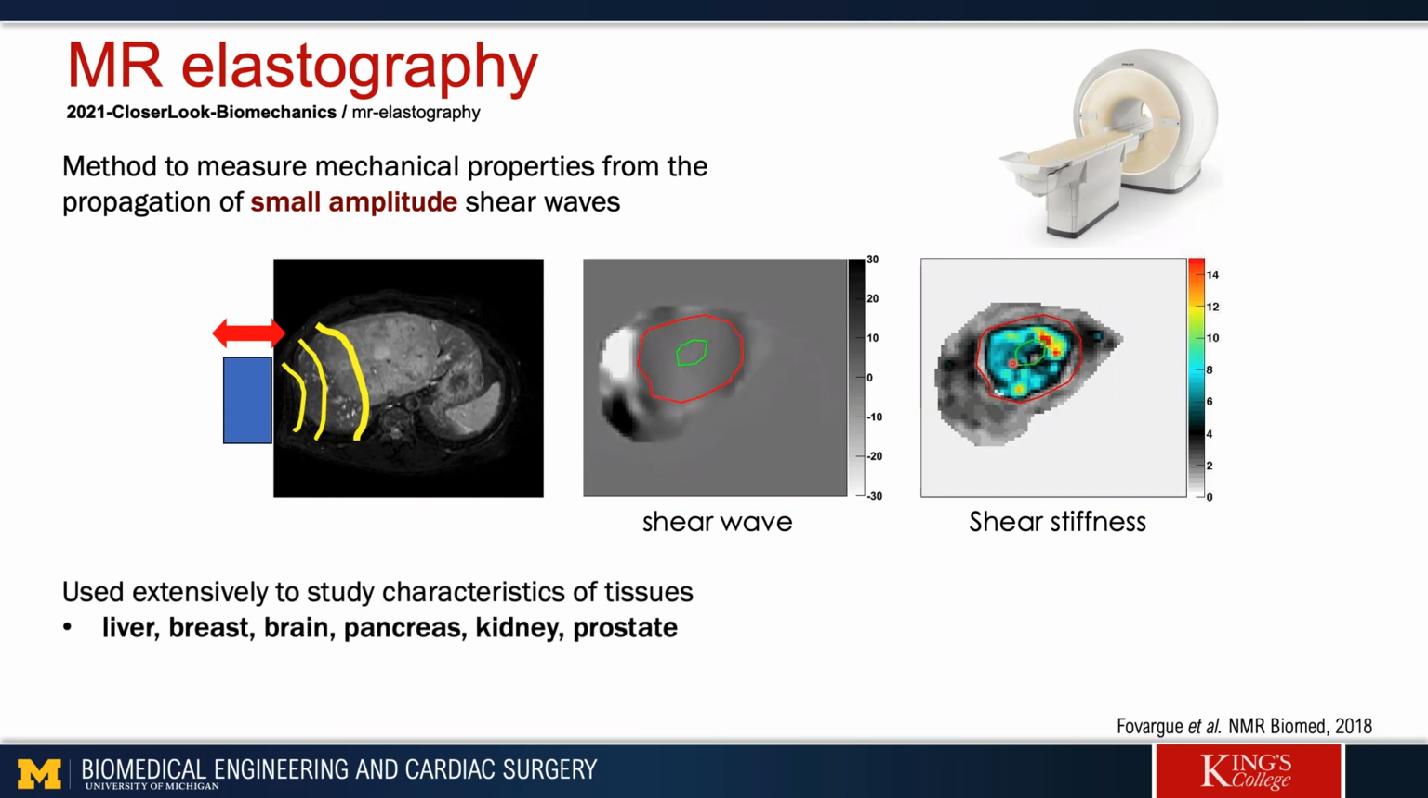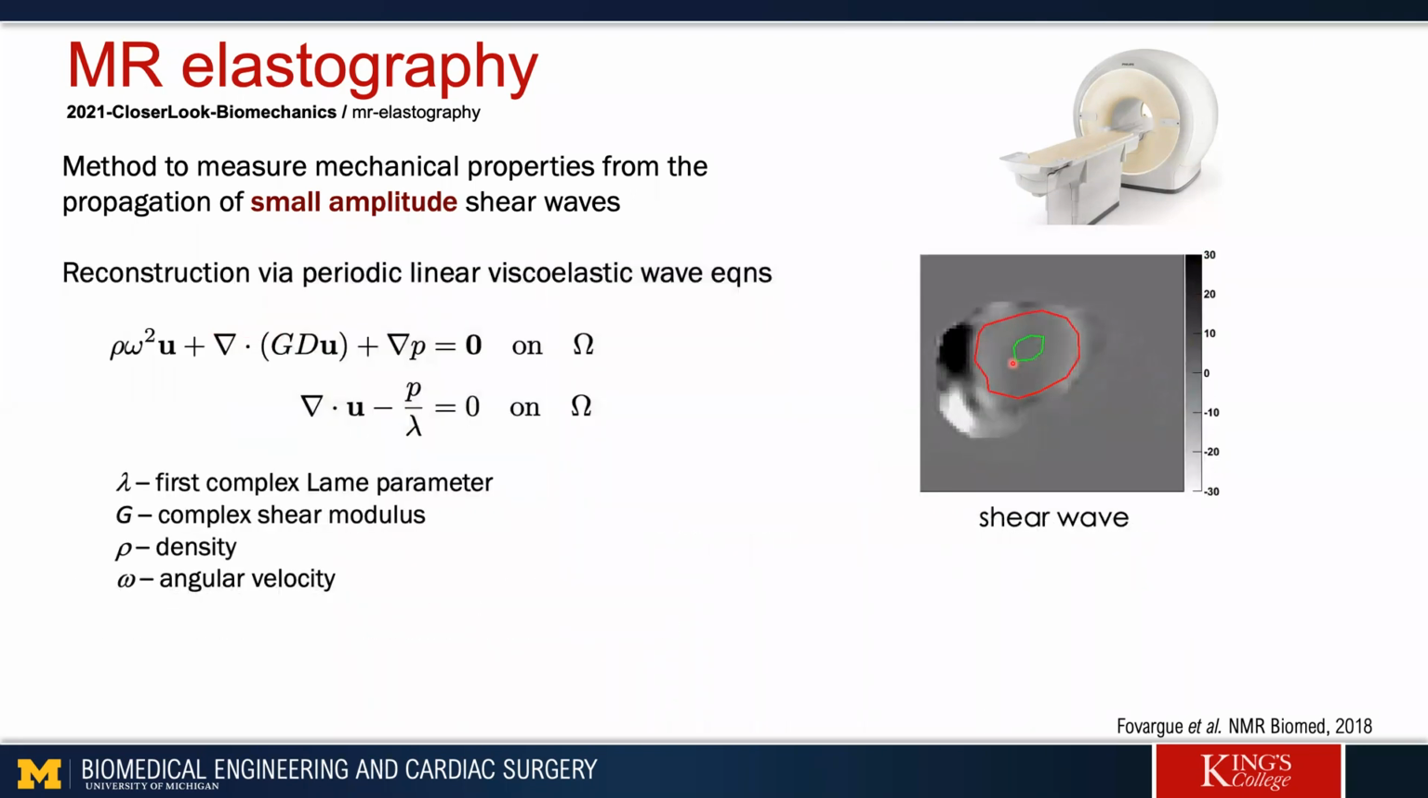So this is a technique. It's been used for a range of different tissue types and is used a lot in research. And it's something that we were interested in because it's a great example of biomechanics integrated with imaging. So we wanted to look into this. And just to give you a bit of an idea of how this works.